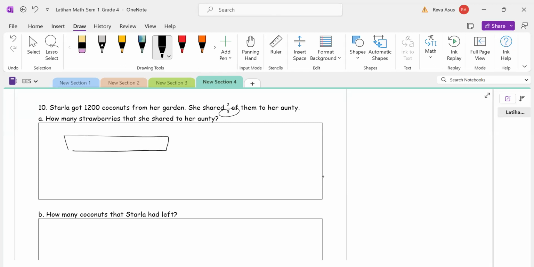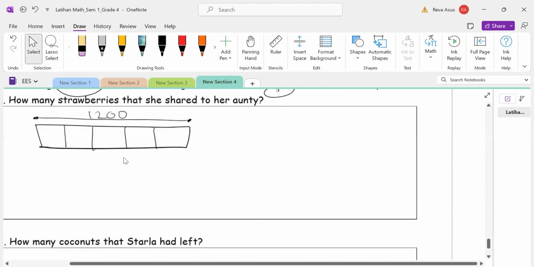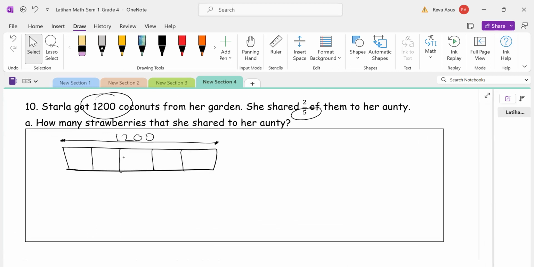We have a bar, and then we divide this into 5 parts. 1, 2, 3, 4, 5. The whole bar represents 1,200 coconuts. From here to here, the whole box contains 1,200 coconuts. The question is, how many coconuts are in this one box?